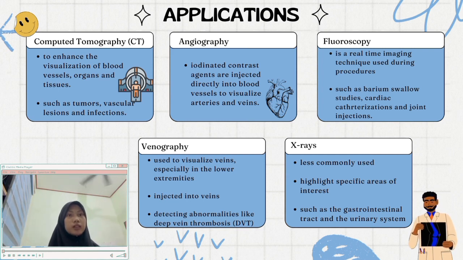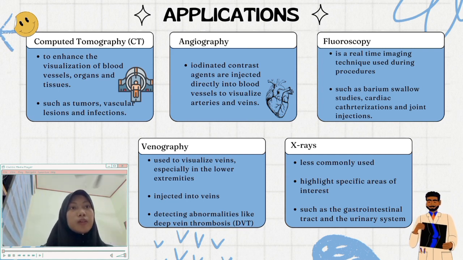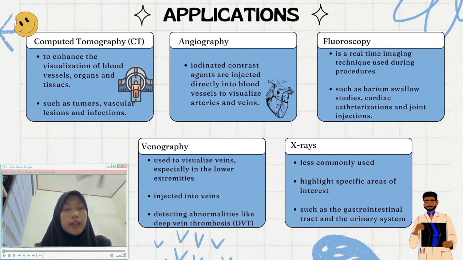So next is angiography. For angiography, iodinated contrast agent is injected directly into blood vessels to visualize arteries and veins. Next, fluoroscopy. Fluoroscopy is a real-time imaging technique used during procedures such as barium swallow studies, cardiac catheterization, and joint injection. And then we have venography.